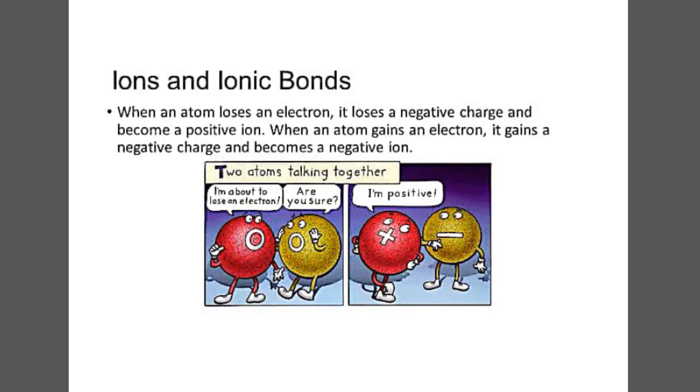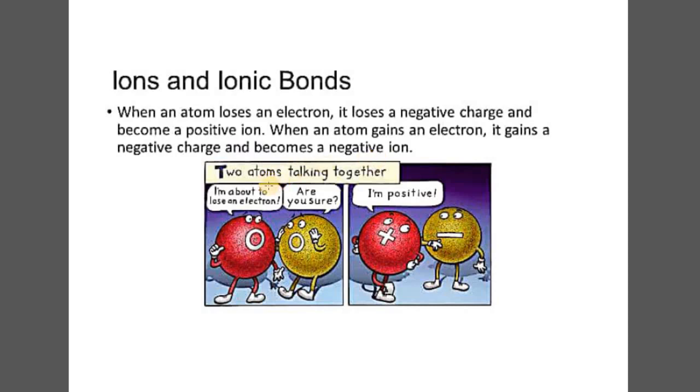anion. So when an atom loses an electron, it loses a negative charge and becomes a positive ion, and when an atom gains an electron, it is gaining a negative charge, which is an extra charge, so therefore it becomes a negative ion. This positive ion is called a cation, and this negative ion is called an anion.